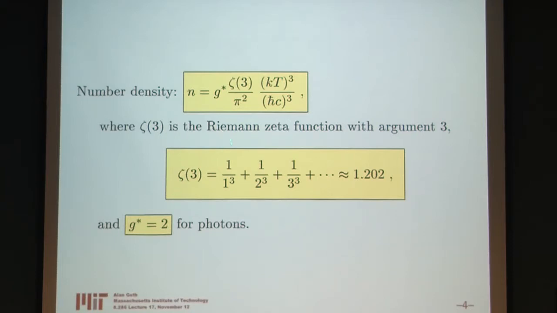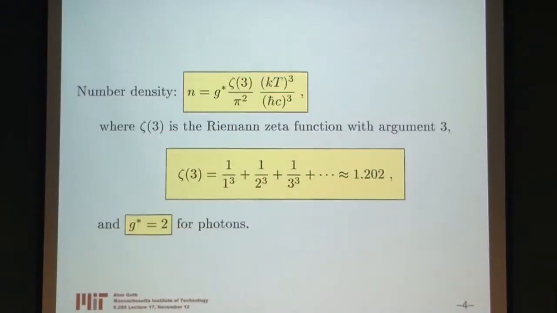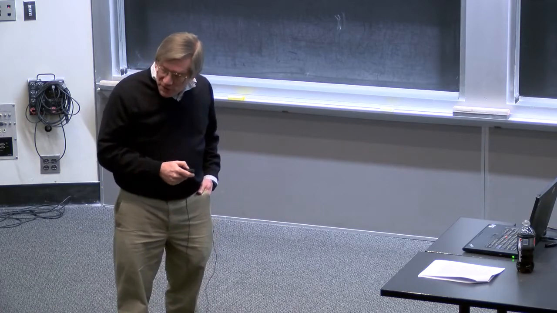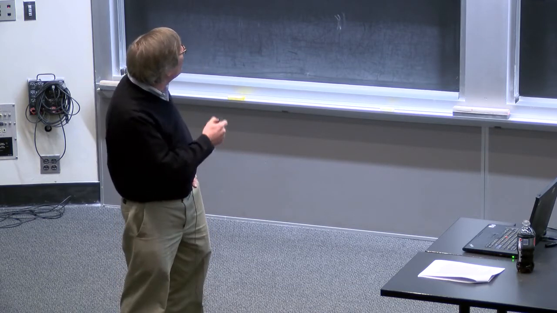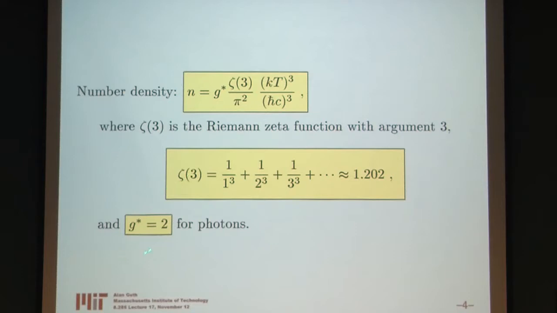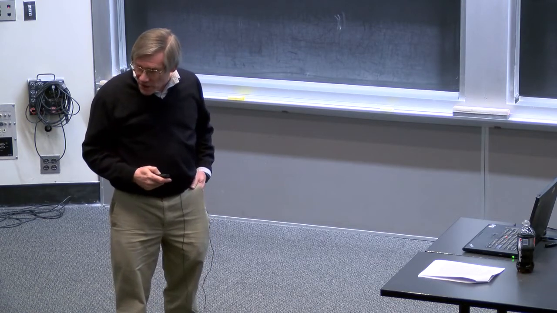And that's equal to 1 over 1 cubed plus 1 over 2 cubed plus 1 over 3 cubed, dot, dot, dot. It adds up to 1.202 to 3 decimal places. And then the rest is divided by pi squared, then times kT cubed over h bar c cubed. So the number density goes like the cube of the temperature, while the energy density went like the 4th power of the temperature. And the G star that appears here, as I mentioned already, I think is 2 for photons. And we'll learn more later about how to apply this to other kinds of particles.